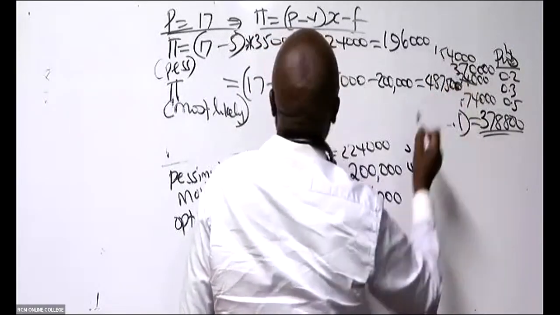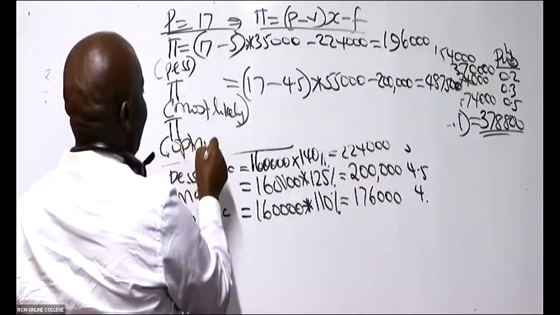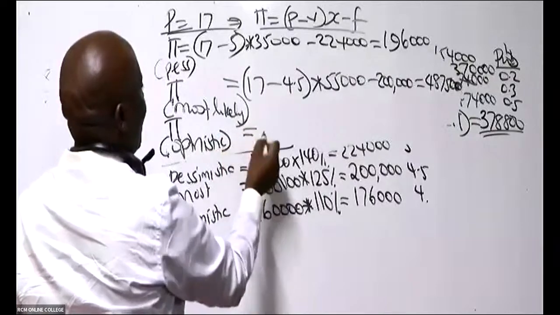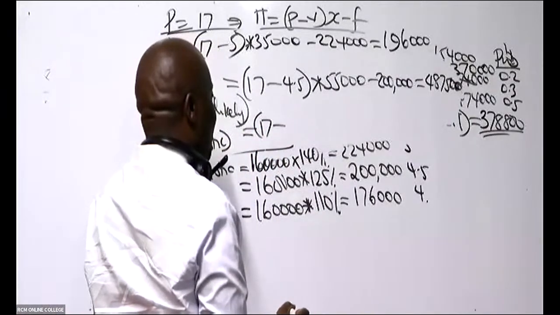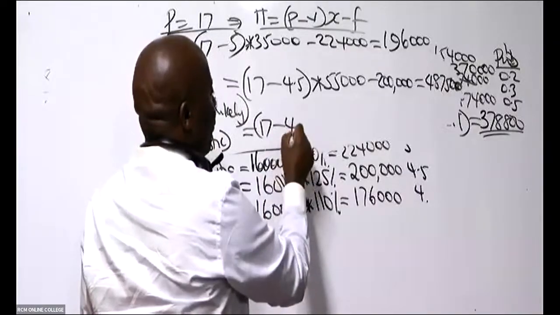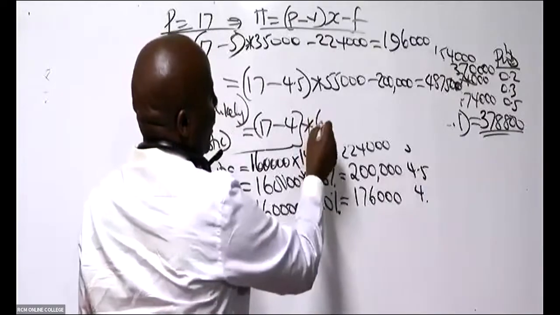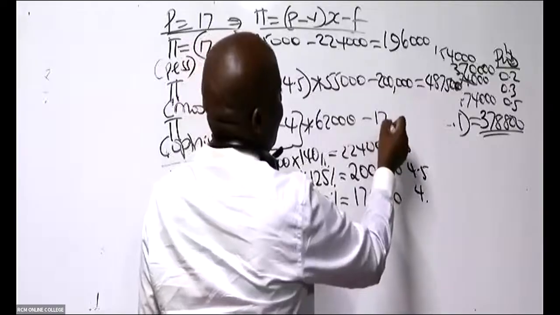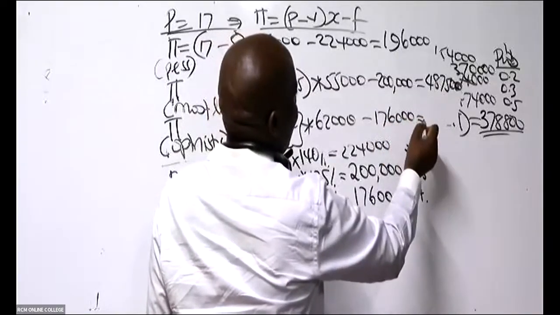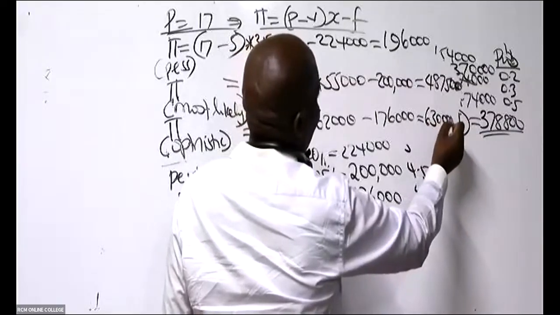487,500. Then we have here profit optimistic. So in this case here, the price is 17. How about optimistic fixed cost? Variable cost 4. Optimistic demand, 62,000. Optimistic fixed cost. So which will give you what figure? 630,000.